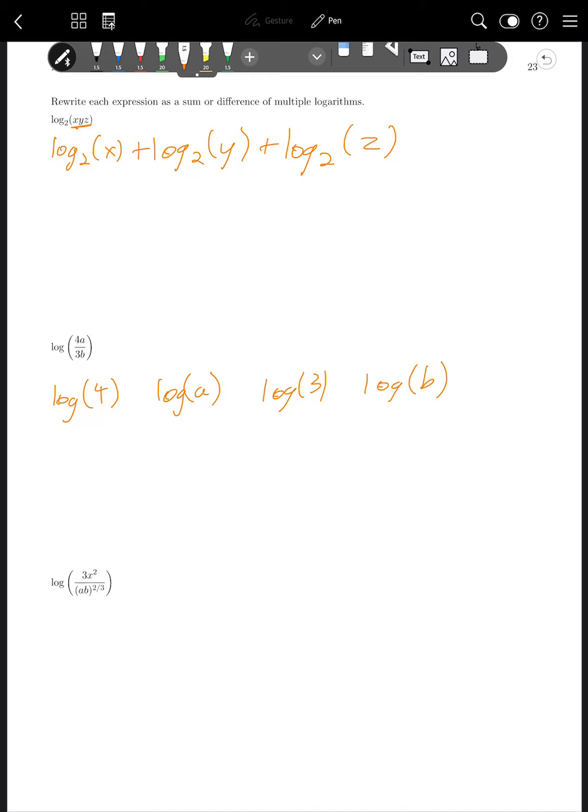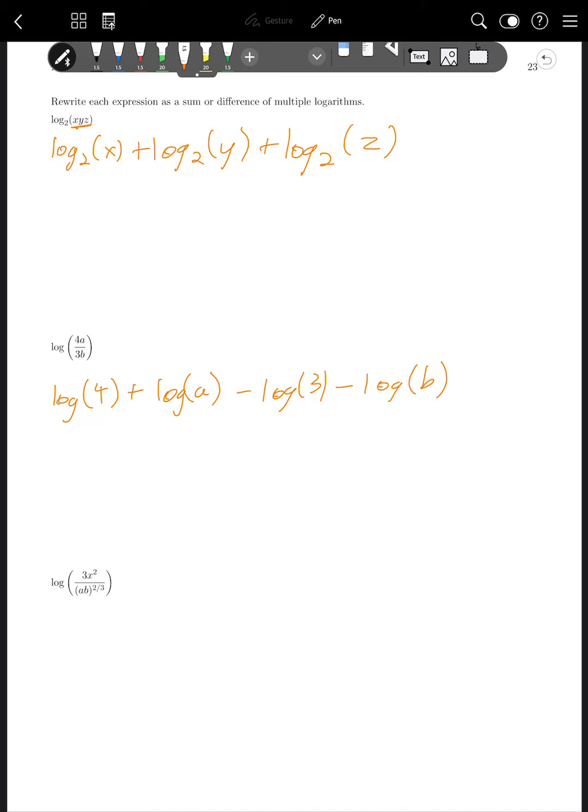And then what you just need to determine is what is the coefficient on the front of each one of those logs. So if there's an exponent, we write that number out in front. So there's no exponents here, so these aren't going to have any numbers written in front of them. And then if it's in the numerator, it's positive, and if it's in the denominator, it's negative. So 4 and a are positive, so this would be log of 4 plus log of a, and then 3 and b are in the denominator, so they'll be negative. So minus log of 3 minus log of b, and that's all there is to that. Okay, so that's the idea.